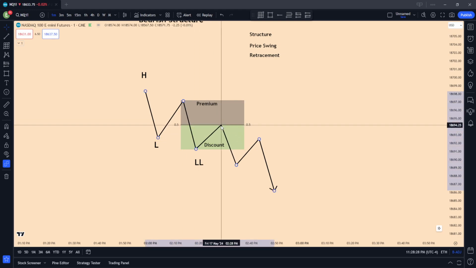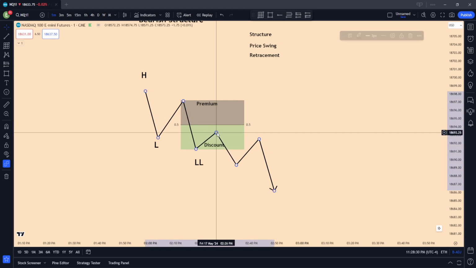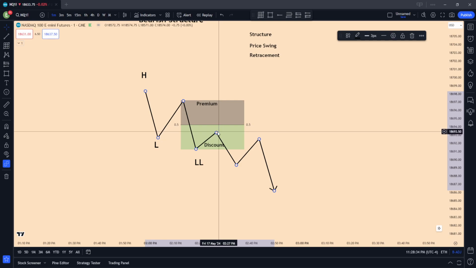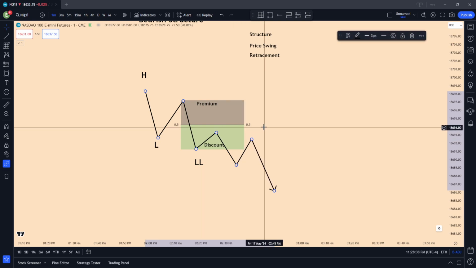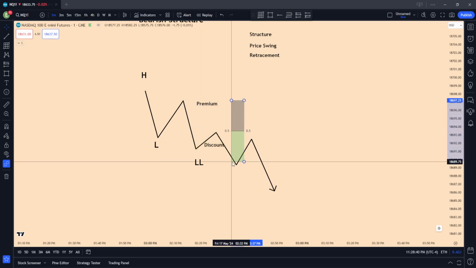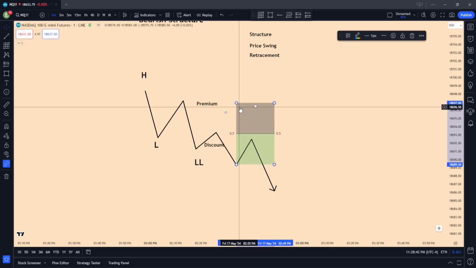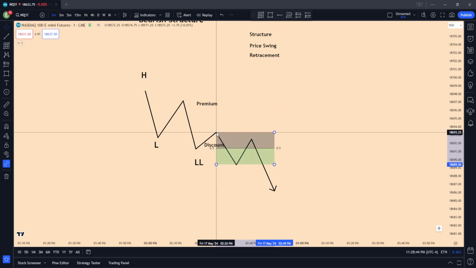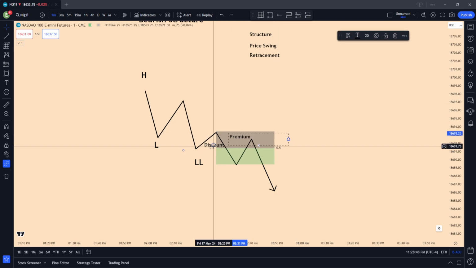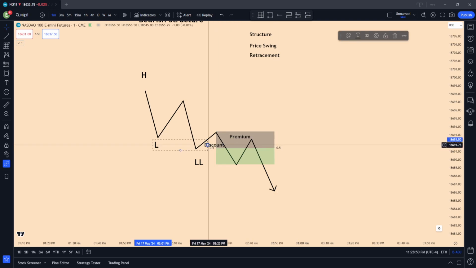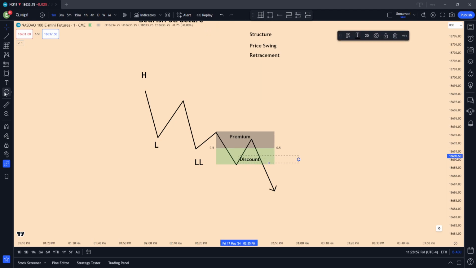You don't want to take it below this 50% of this swing. Okay? If price comes down to here, it's still bearish, but you don't want to take a short. You wait for the next price swing. And if it offers it in an area where it's in a premium, like so, then you can take a short.